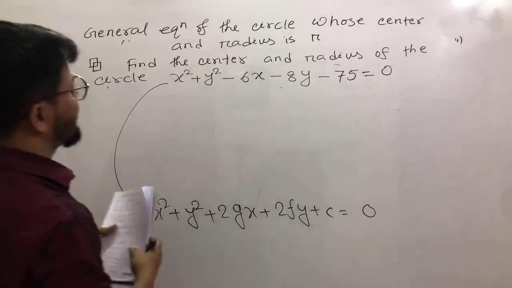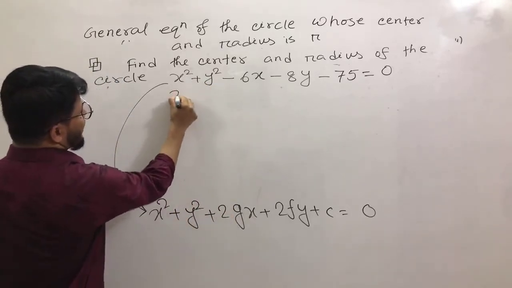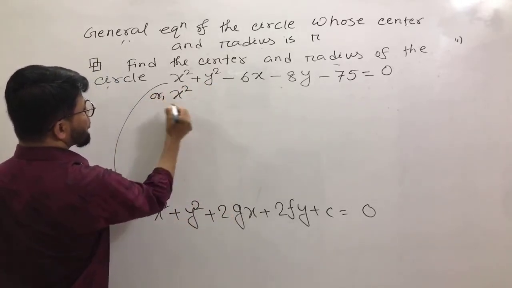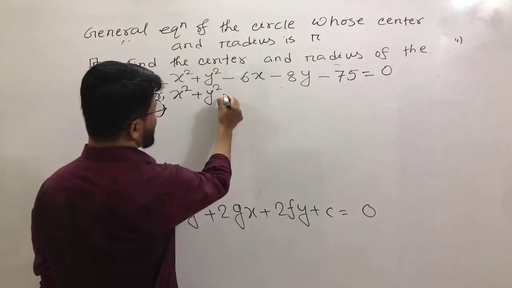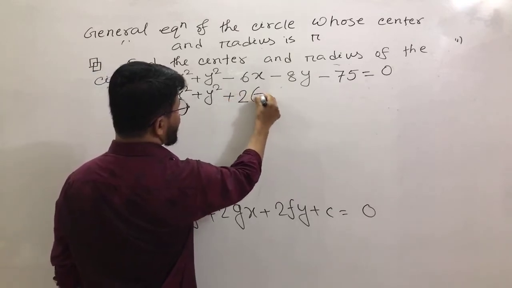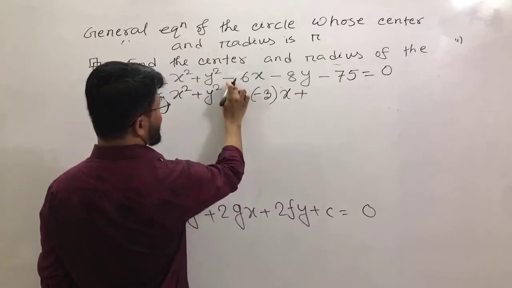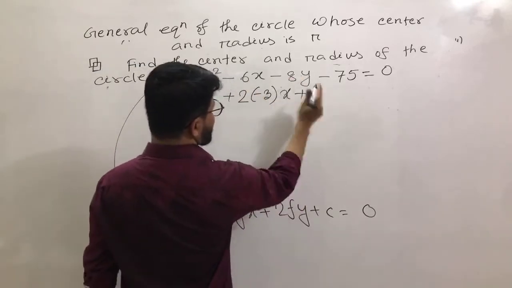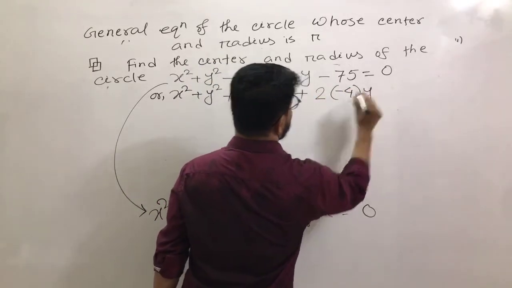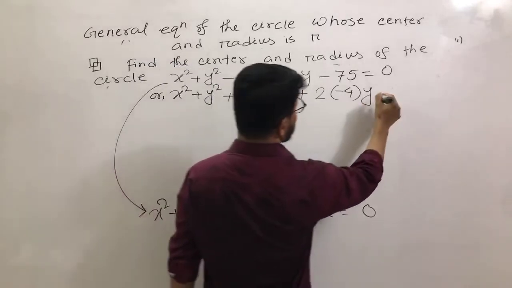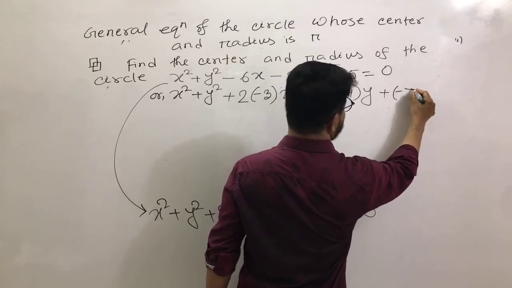Dear students, let me know. First we will convert this equation into this form: x square plus y square, plus 2 times minus 3 is minus 6, this is x. And 2 times minus 4 is minus 8, this is y. Plus c, so we can write here minus 75.